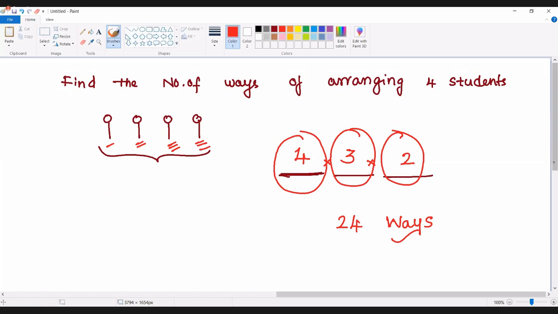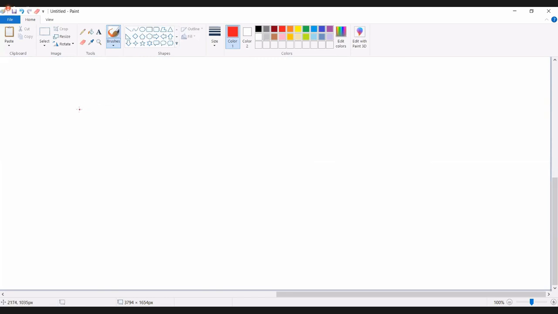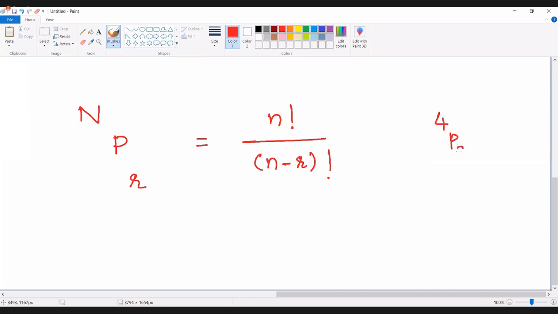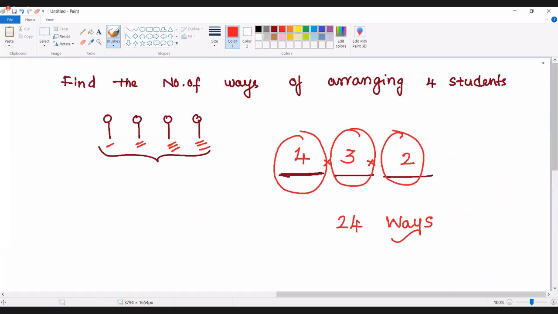There is a formula approach which we can use. Whenever you have n elements and you want to arrange or permute r elements from a group of n elements, that can be done in nPr ways. nPr is n factorial divided by (n minus r) factorial. Previously, we have 4 students and we want to arrange 3 of them. That can be done in 4P3, that means 4 factorial divided by (4 minus 3) factorial, that is 1 factorial. So the answer is going to be 24 ways. This is how we can arrange.